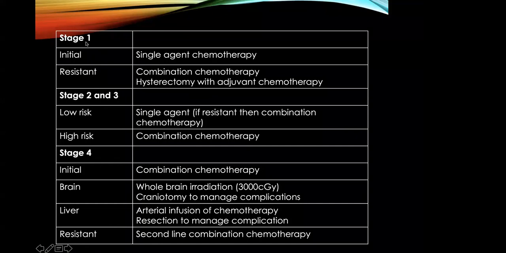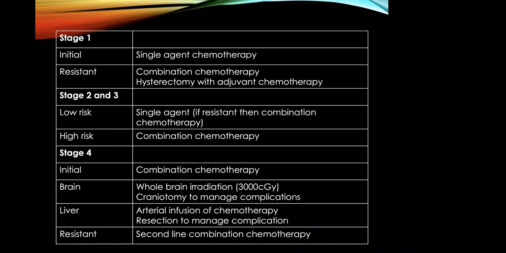So if it is a stage 1 involvement and only FIGO stage 1, that is up till the uterus and the corpus, single agent chemotherapy. If it becomes resistant, then you need to do a hysterectomy with a combination therapy or a hysterectomy with adjuvant chemotherapy. If it is stage 2 and 3, that means it has gone beyond the uterus into the cervix, vagina, or into the lungs. Further, you will be classifying, depending upon the risk factor, less than 7 and more than 7, a single agent or a combination chemotherapy will be given to her. And if it is stage 4, you will be giving only combination chemotherapy.